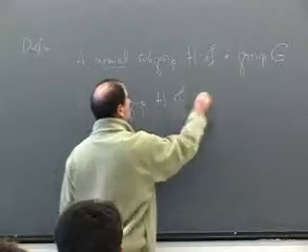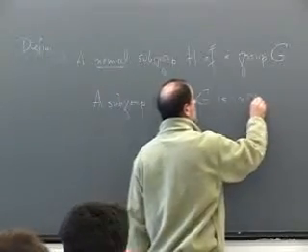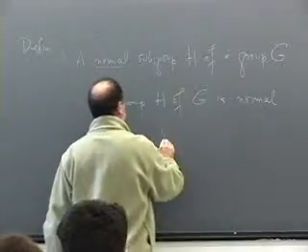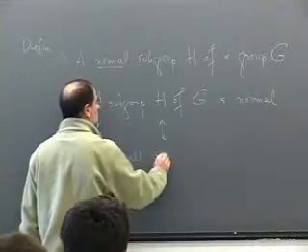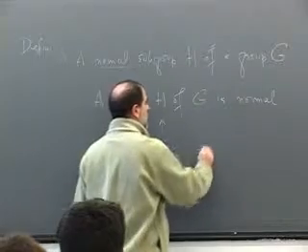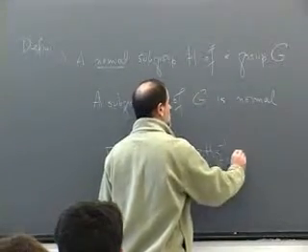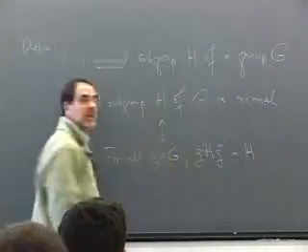H of G is normal if and only if for all g in G, gHg inverse is equal to H. Something like that. That would be all.